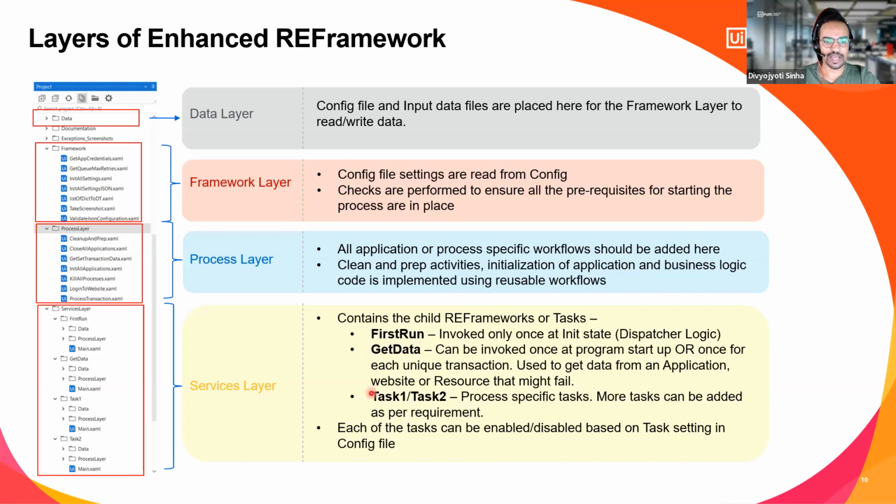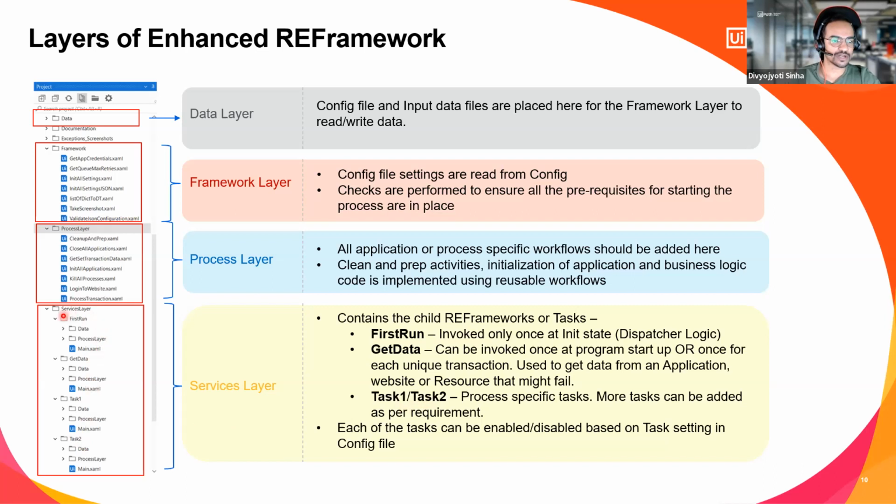child RE framework, right? And task one and task two, basically you can think of these as being leveraged for SAP or Oracle, whatever sub processes you have. You can invoke task one and task two for that. You can rename task one and task two into SAP or Oracle, whatever you feel like, right?